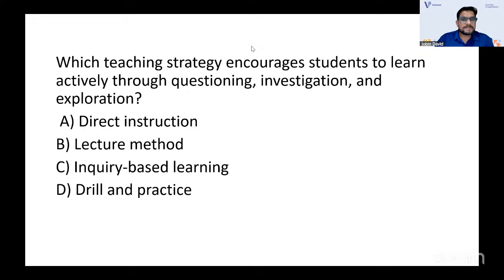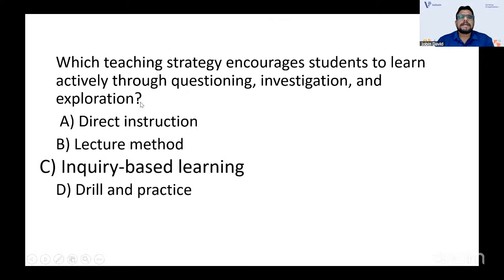That means through questioning, investigation, and exploration. Okay. It's also a question from the teaching aptitude part. So what can you have the answer as? Is it direct instruction? Is it lecture method? Or is it inquiry-based learning? Or is it drill and practice? Yes, definitely it is inquiry-based learning.